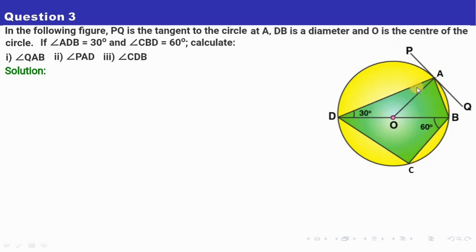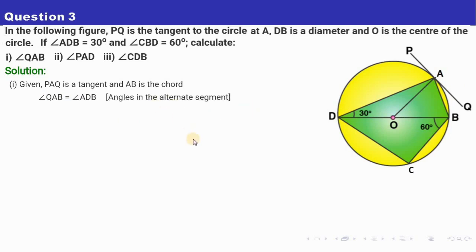So in this, AB is making angle ADB, isn't it? So can I say that this angle and this angle will be equal? Yes. So angle QAB is equal to angle ADB. Why? Because they are angles in the alternate segment. So we know the value of ADB, which is given to be 30 degrees. So that's why my QAB will be 30 degrees here. Okay, so we found the first answer.